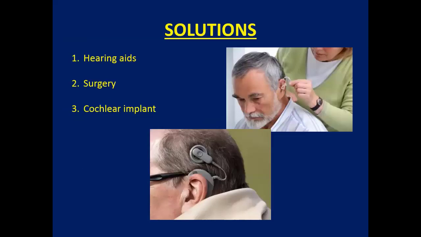So the solutions are hearing aids, surgery, cochlear implant. Surgery you can do if there is perforation or ossicles are eroded. Cochlear implantation you can do among elderly people also. If they are productive citizens, we don't deny them from having a cochlear implant.